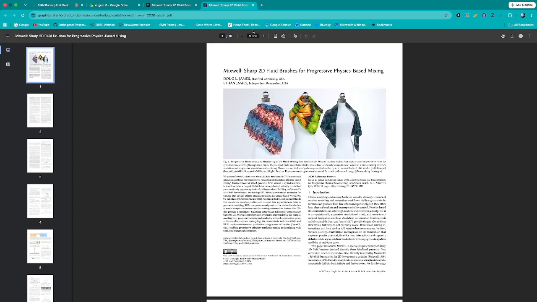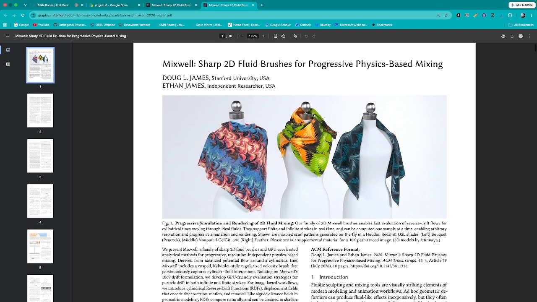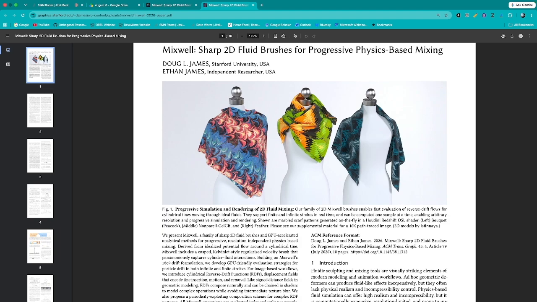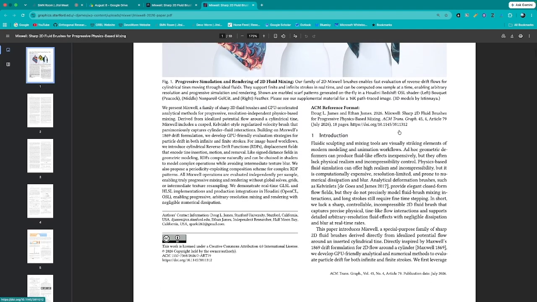Okay, so this is Doug James from Stanford, and Ethan James is an independent researcher. And so this figure 1 is what we saw on the website. Progressive simulation of rendering in 2D fluid mixing. We have these Mixwell brushes that allow for different types of flows and modeling those as they interact with one another. Okay, so they talk about fluidic sculpting and mixing tools.